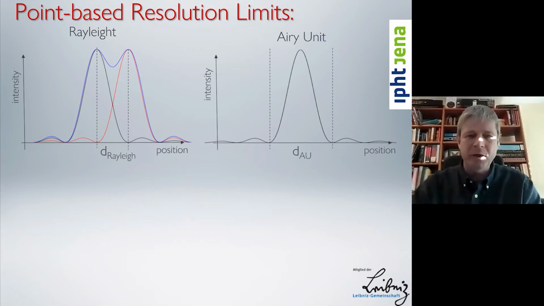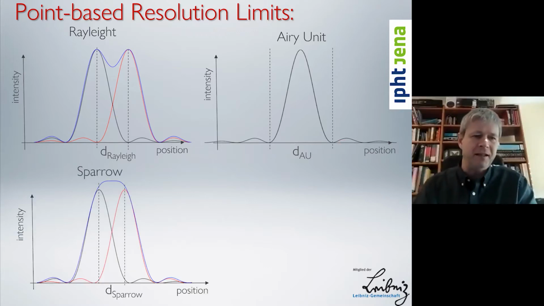And there's another one, from another famous Englishman, Airy. The Airy unit is often used, for example, in confocal microscopy, and it's based on the diameter of the Airy disk. And the Airy disk is this middle part of the point spread function, so this part from the 0 to the Rayleigh limit.